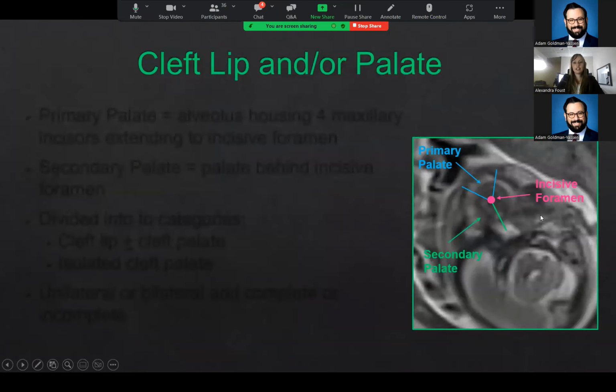All right, now we're going to shift down a little bit into the lower part of the midface and talk about the palate. And so cleft lip and cleft palate is kind of a large topic in and of itself. So we're just going to talk about a few of the basics for the purposes of our discussion today.